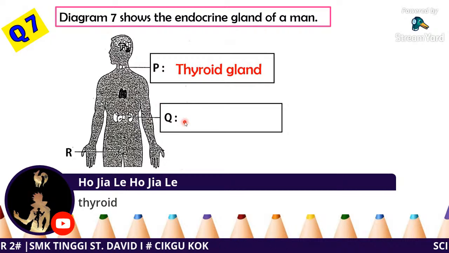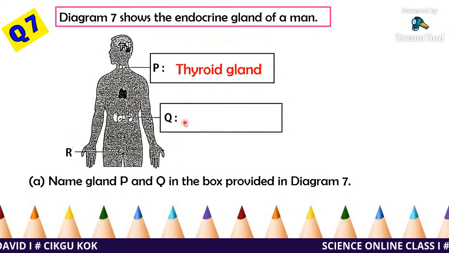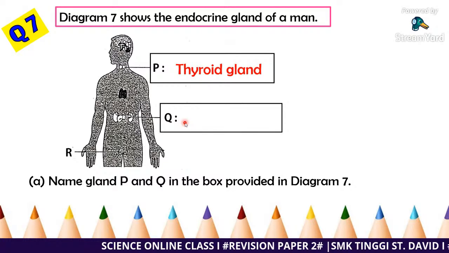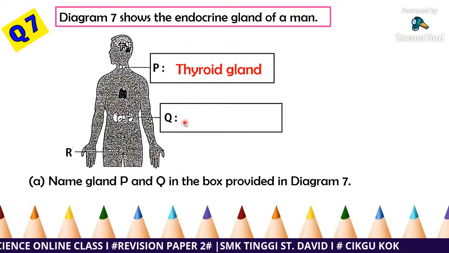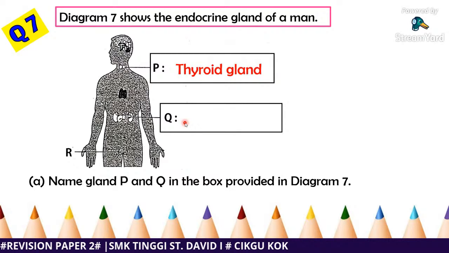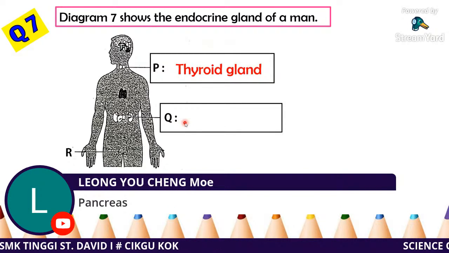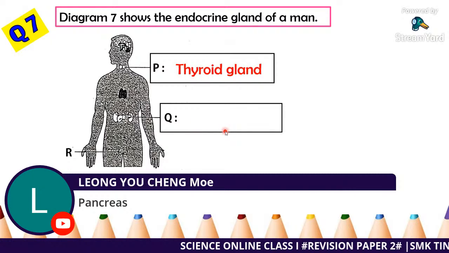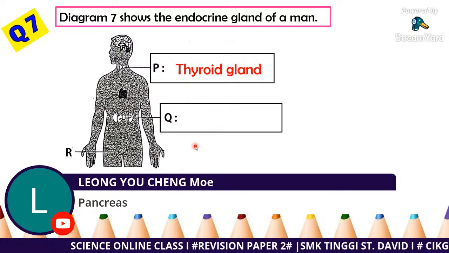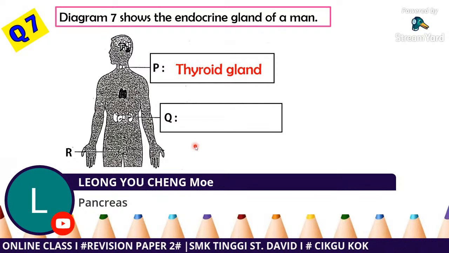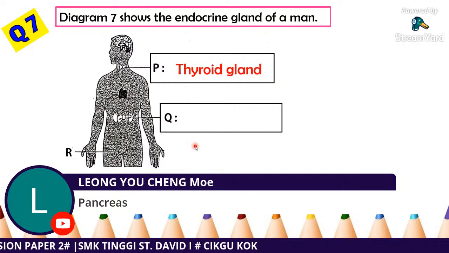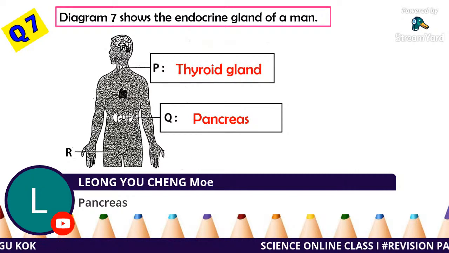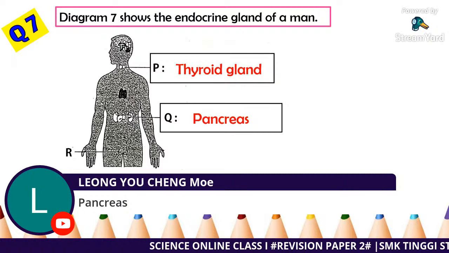Now we go to Q, ready. Q is between the kidneys, at the center, the one we call as... Okay, the answers have come. We check the answer from Leong Yu Cheng, and Chu Zixin also gave the answer already. Pancreas. That's a pancreas. So one is a thyroid gland, another one is a pancreas.